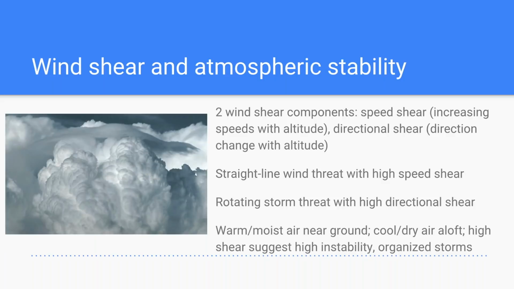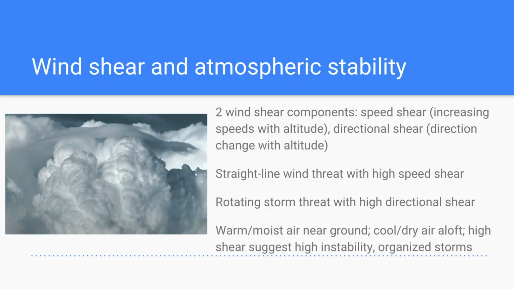A very important point here is assessing wind shear and atmospheric stability. When we're talking about wind shear, we're talking about 2 different components of wind shear. You have speed shear, which is an increasing speed of the wind with increasing altitude. And then you have directional shear, which is the direction changing with increasing altitude.